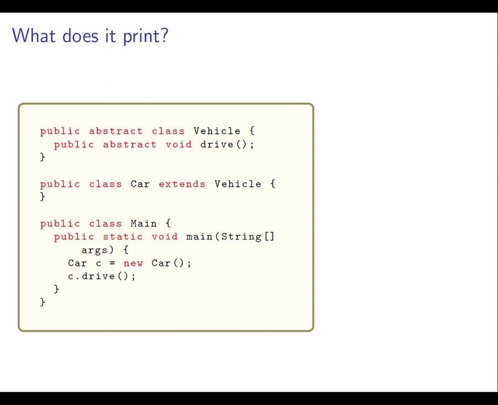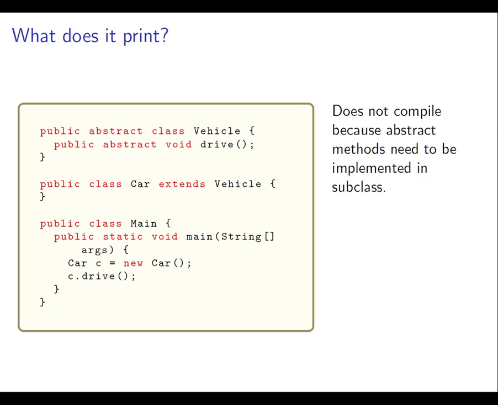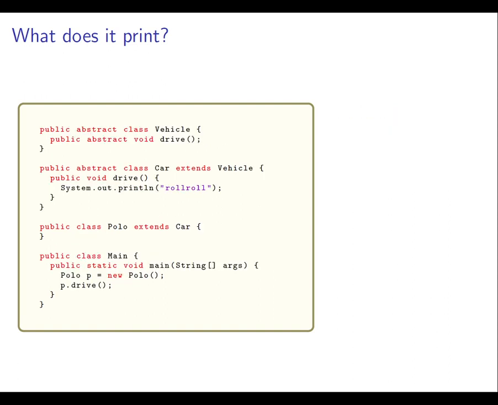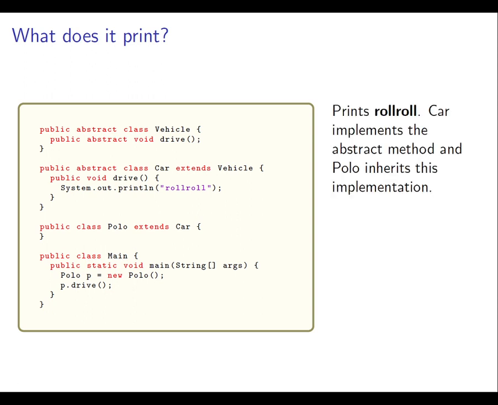What about this one? This one doesn't compile because the abstract methods, for example drive, must be implemented in a subclass, otherwise the subclass can't be concrete, can't be instantiated. What about this one? This one prints roll. So in this case everything's fine. We have car, which extends vehicle, implements vehicle's one abstract method, and then Polo inherits that implementation and everything works fine.